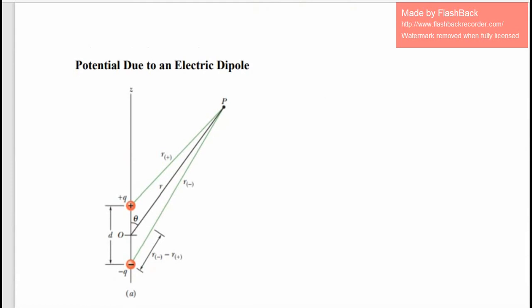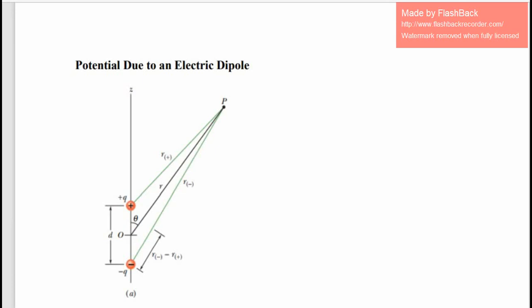Next, I want to discuss the electric potential due to an electric dipole. So we try to calculate the electric potential due to an electric dipole, just like before we did in chapter number 22 to calculate the electric field due to a dipole.